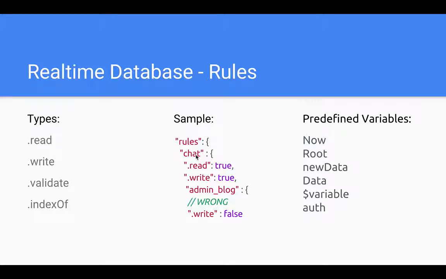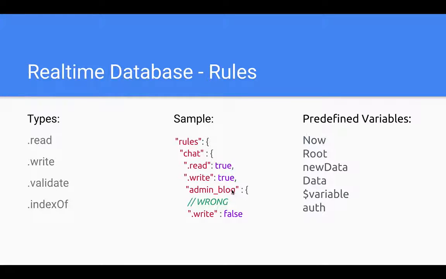Something important I didn't mention here. So rules set to true and true follow down to the child nodes. So anything below, if you have other features or other folders that people can read and write to in the database, for example, admin block. So admin block is inside the chat node. So in order for a person to access the admin block, they need to access the chat first.